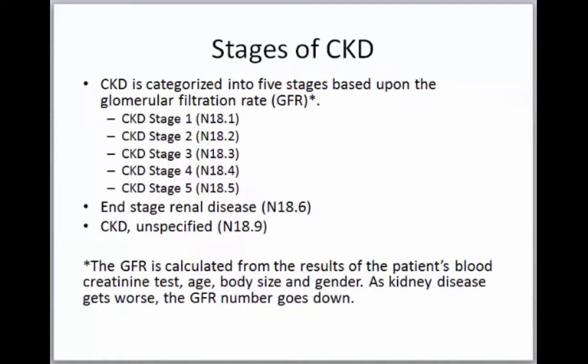Stages of CKD are based upon the glomerular filtration rate. I have here the components of that calculation, how the doctor comes up with that. But basically what happens is as your kidney disease gets worse, your glomerular filtration rate number goes down. So that is how these stages work, stage 5 is worse than stage 1, for example.